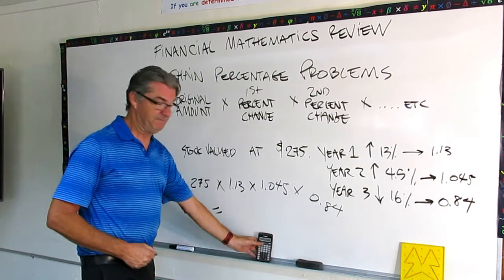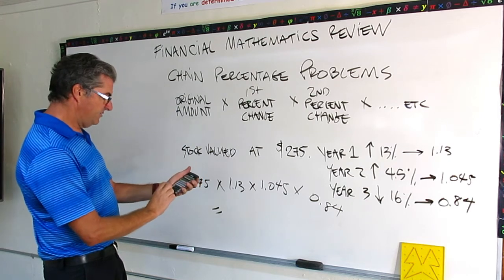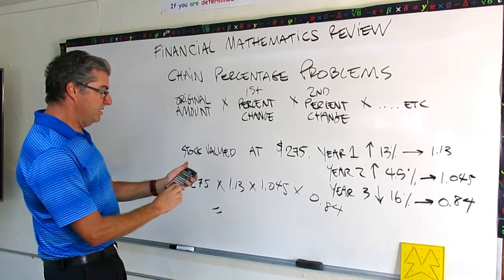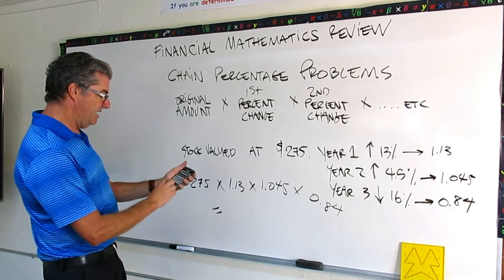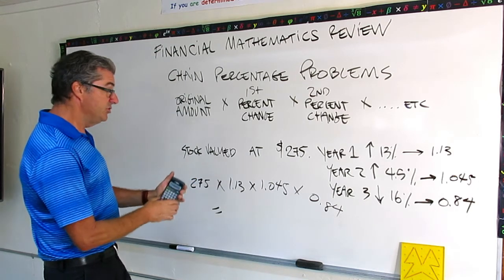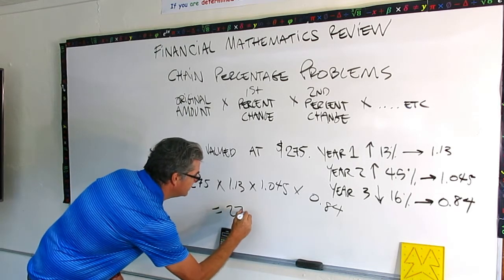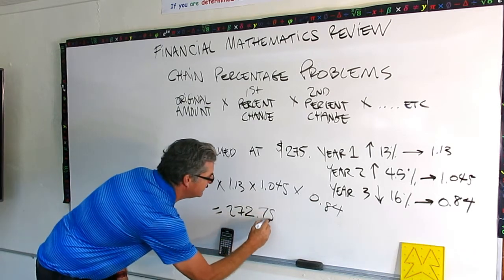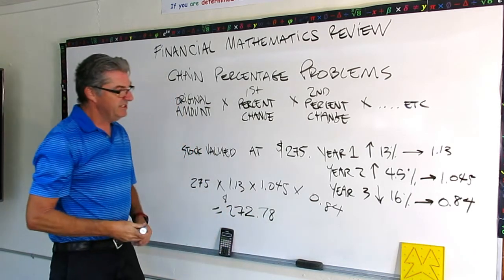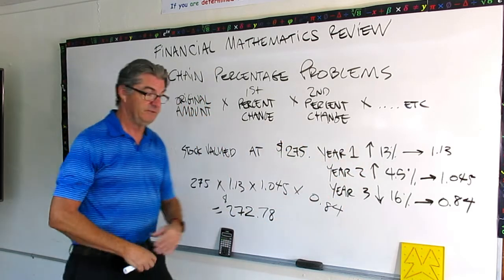Okay, let's find out. Check this out. 275 times 1.13 times 1.045 times 0.84. What do we get? $272, and what's our change? 78 cents. So that 16% decline definitely took a bite out of our earlier gains.